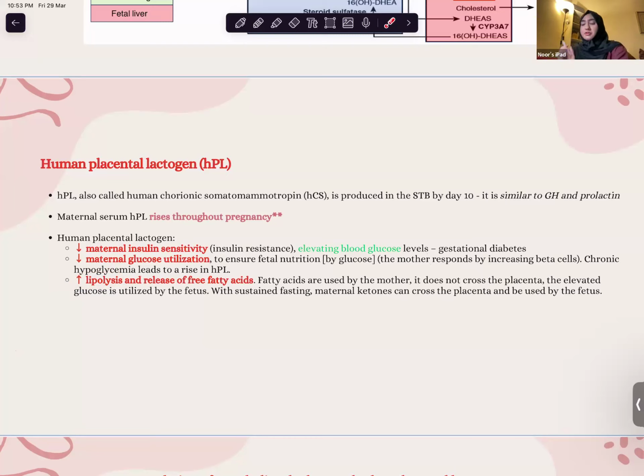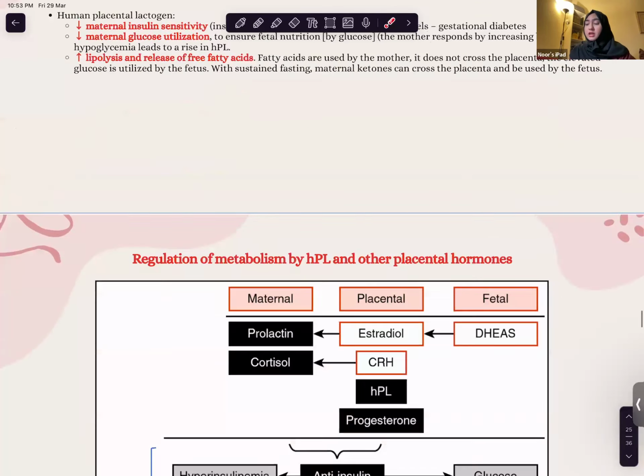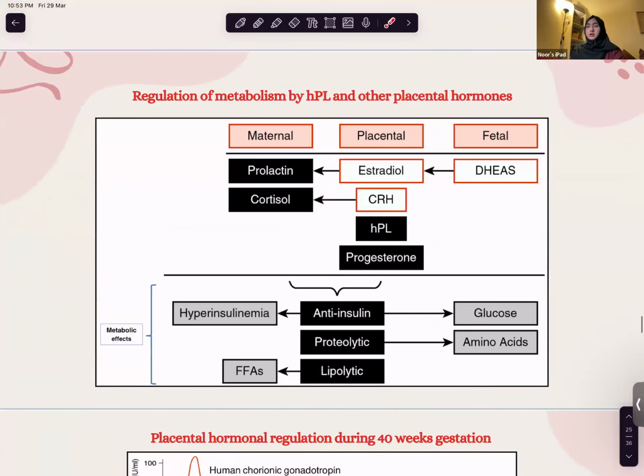So remember these three points. It decreases maternal insulin sensitivity, elevating blood glucose; it decreases maternal glucose utilization; and the last point is it increases lipolysis and release of free fatty acids for the mother. All right, we're almost nearing the end. Let me see if I have any questions. I don't have any questions. It's just like a summary.